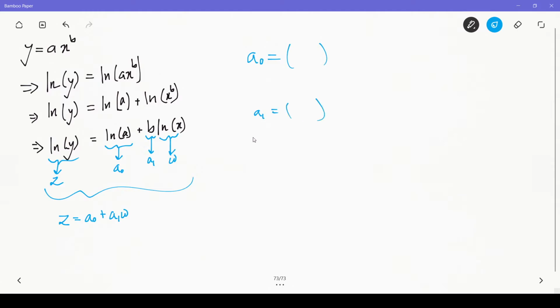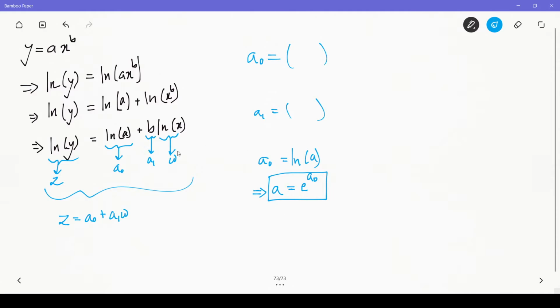And after we find the value of a naught and a1, what do we know? We know that a naught is equal to ln of a, right? So this a is the parameter of our power model, right? So we have to find the value of a. So we can say, okay, a equals the natural exponent, or Euler's constant e, to the power a naught, right? So this is one way of finding one of the parameters.